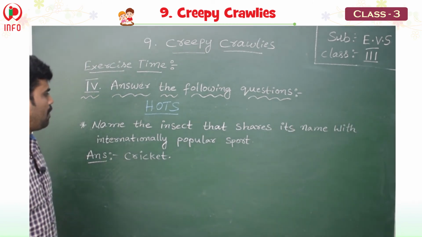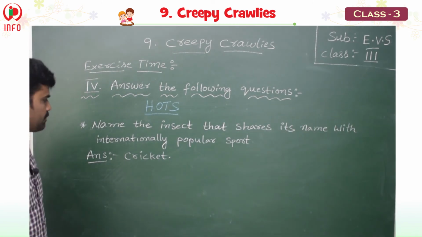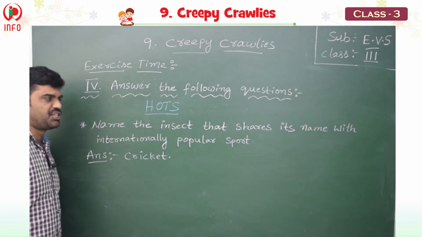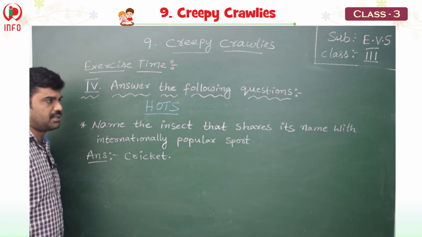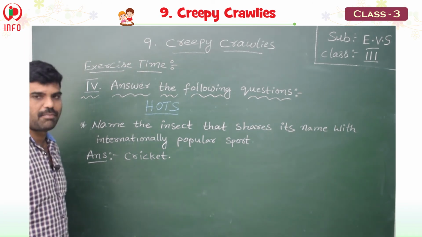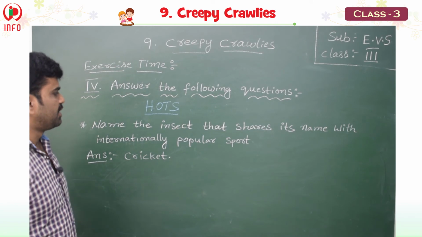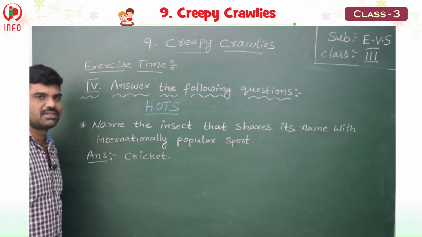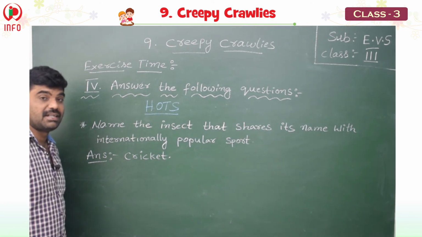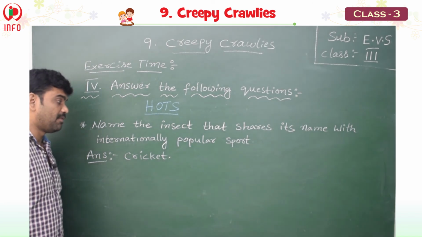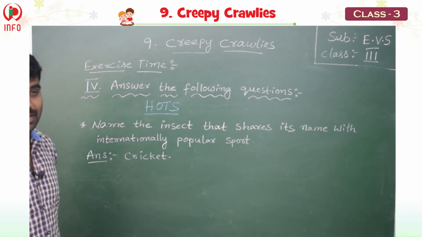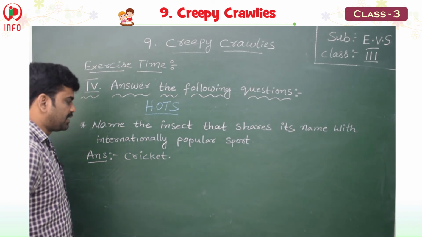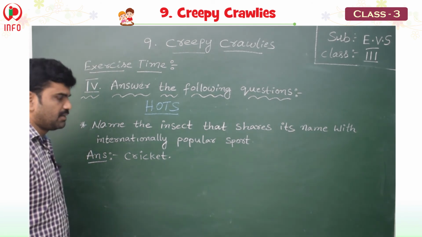Children, now it is the next part. Name the insect that shares its name with an internationally popular sport. Children, insects have different names like spiders, cockroaches, mosquitoes. But one insect has the name of an internationally popular sport. What is that? Yes, that is cricket. So cricket is an insect.